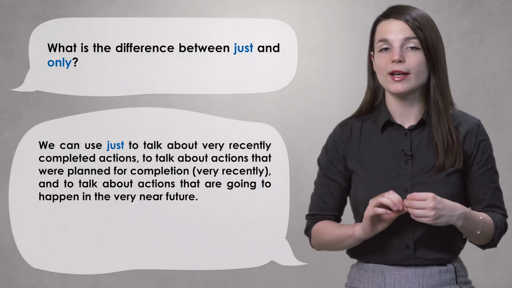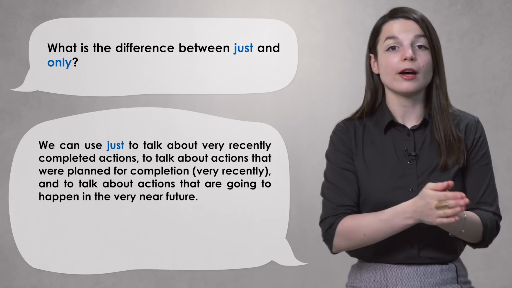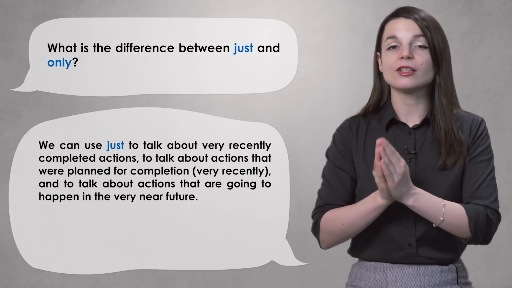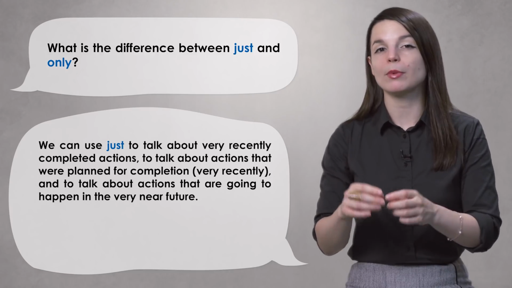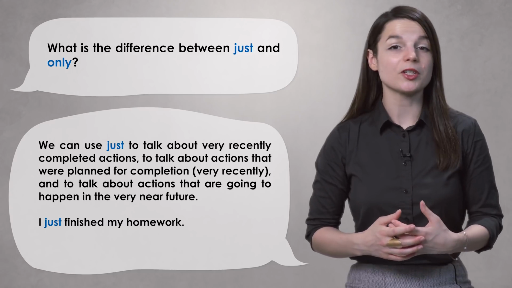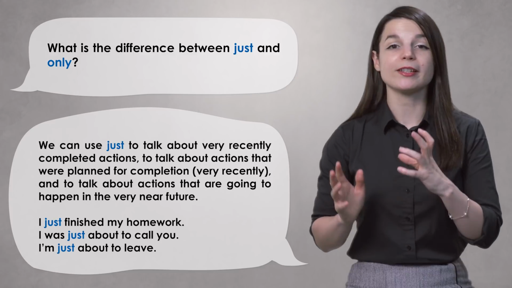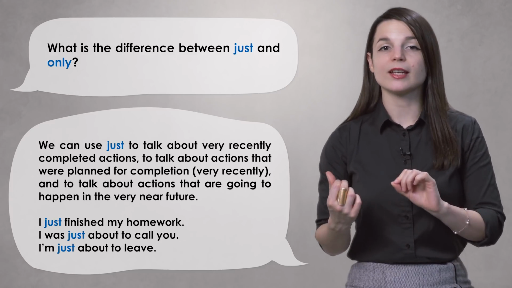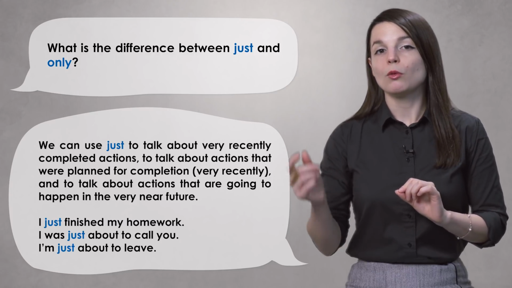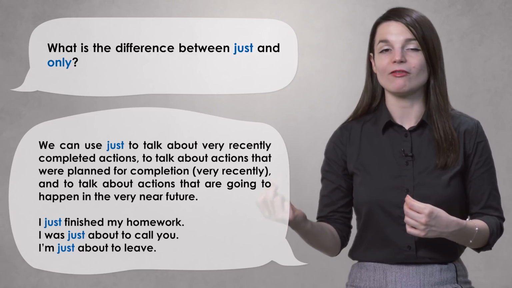So we can use just to talk about very recently completed actions, to talk about actions that were planned for completion very recently, and to talk about actions that are going to happen in the very near future. For example, I just finished my homework. I was just about to call you. I'm just about to leave. So these are example sentences which, in order, are recently finished action, recently planned action that did not happen, and upcoming action in the very near future.